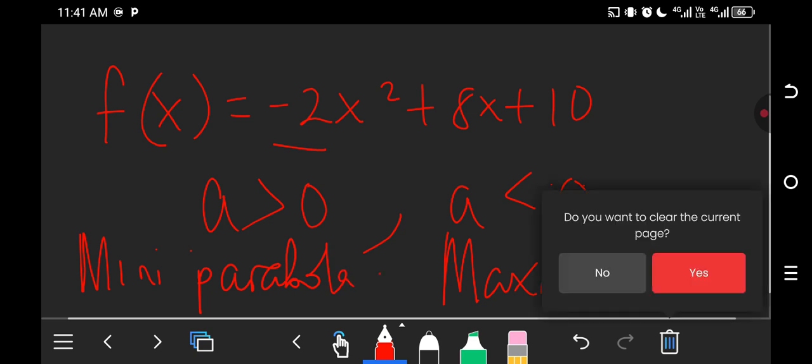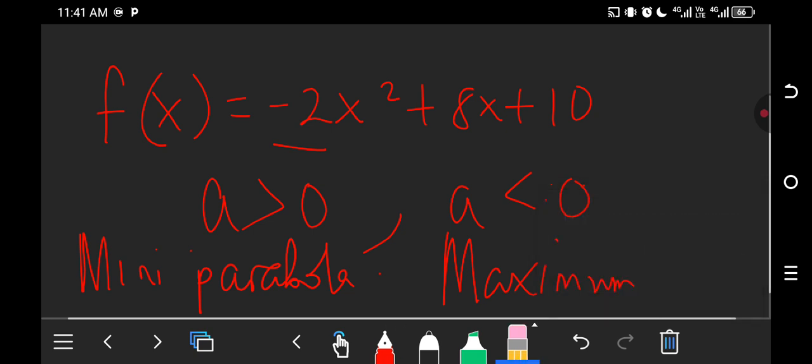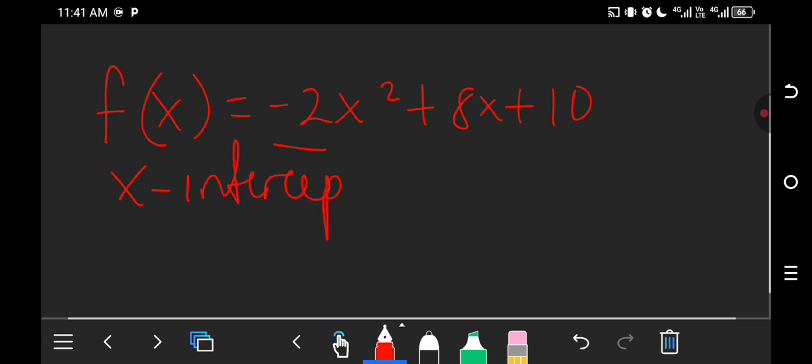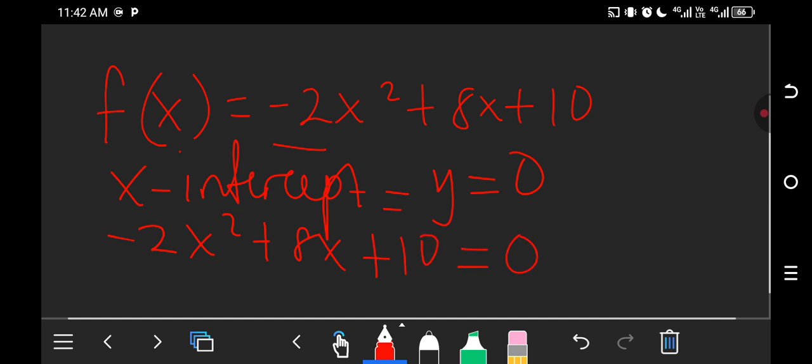So let's now identify the x-intercept. To find the x-intercept, where this graph intercepts the x-axis, on the x-axis we understand that y is equal to 0. So you solve this quadratic equation, which is negative 2x squared plus 8x plus 10 equal to 0.